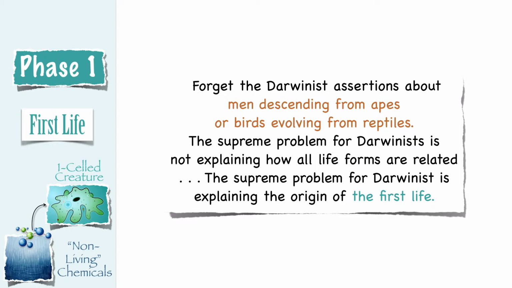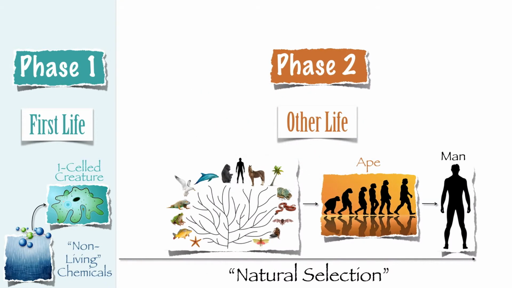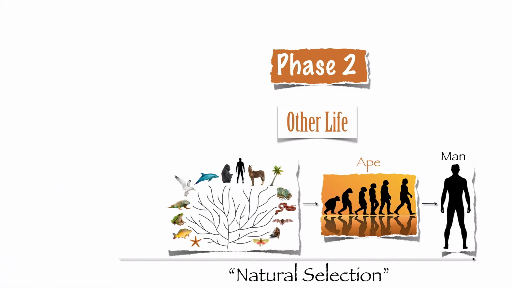Geisler and Turek are absolutely right. You can't have all these life forms evolving here on the right if you don't have pre-existing life to start with. So if there's no phase 1, if there's no first life, there's no phase 2. There's nothing. There is no evolutionary process. There are no birds from reptiles, no men descending from apes or anything else. We see now why phase 1, the first life, is so crucially important.